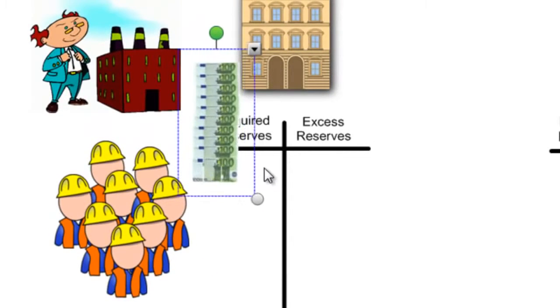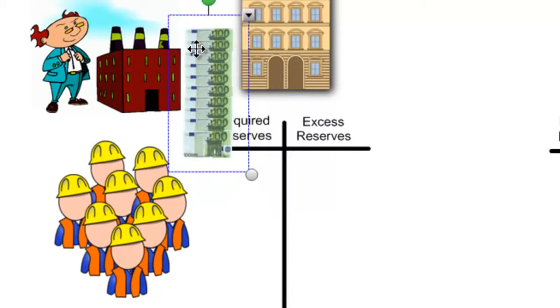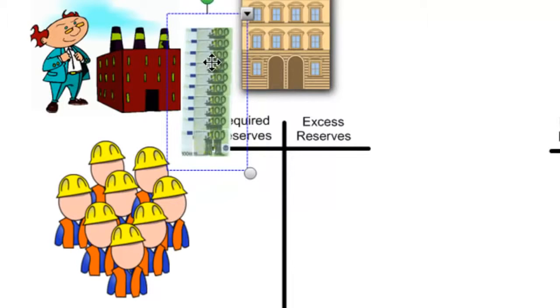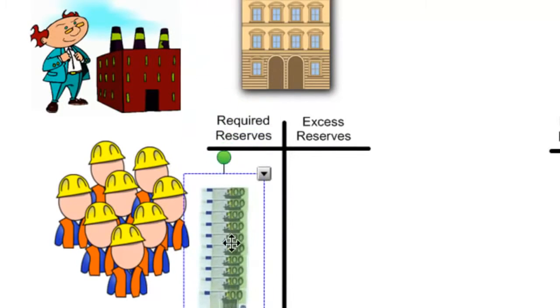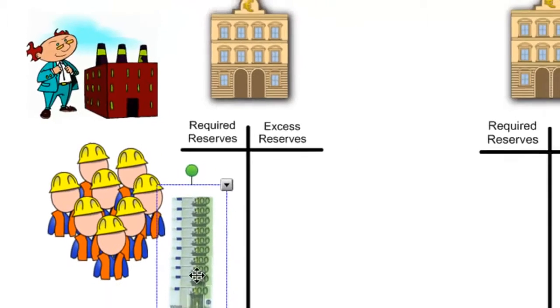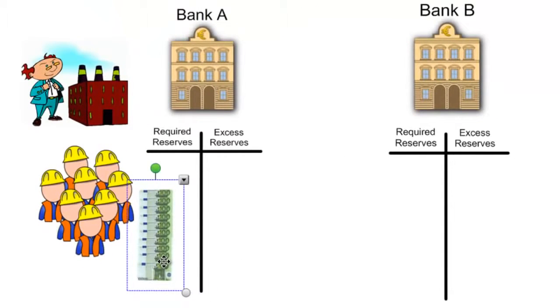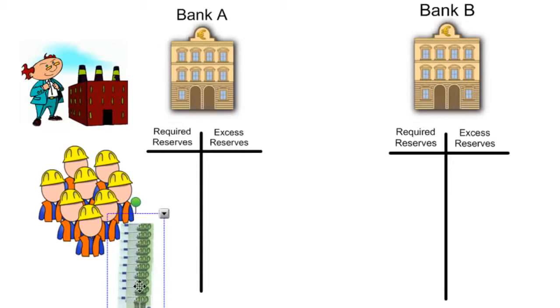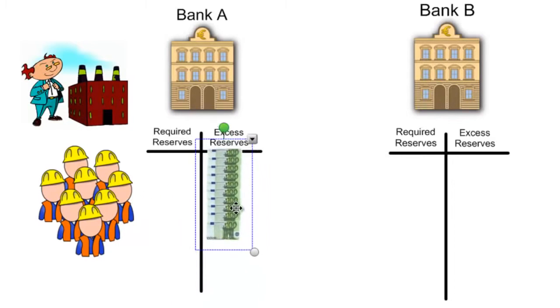So as we see here, we have 1,000 euros, which this factory owner has earned from the sale of its goods and services and is going to pay to its workers. These workers will spend some of this money and they will save some of this money, but ultimately any money spent or saved by the workers at this factory will end up being deposited into hypothetical Bank A.